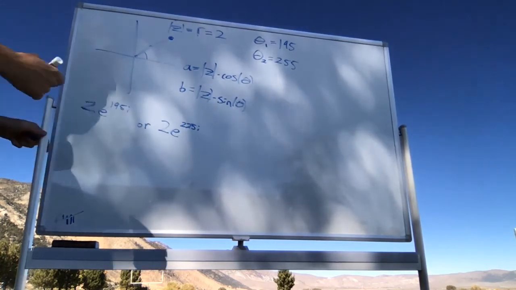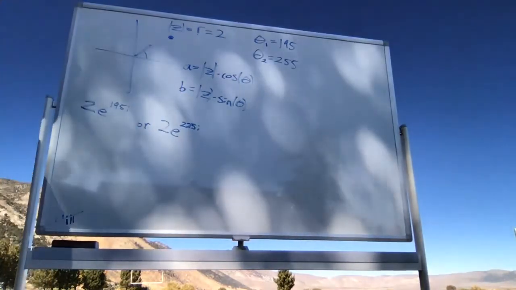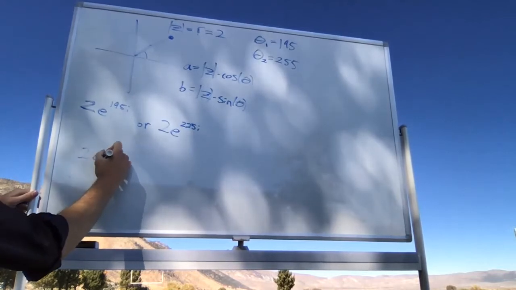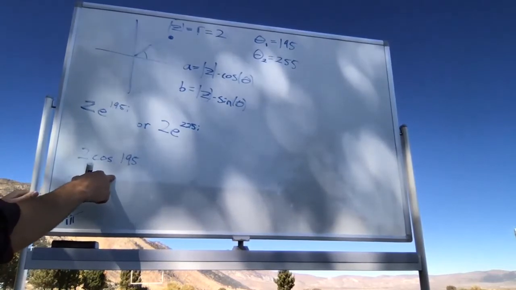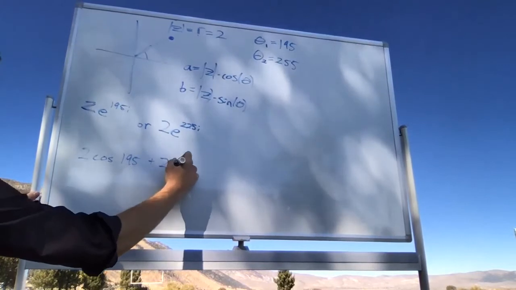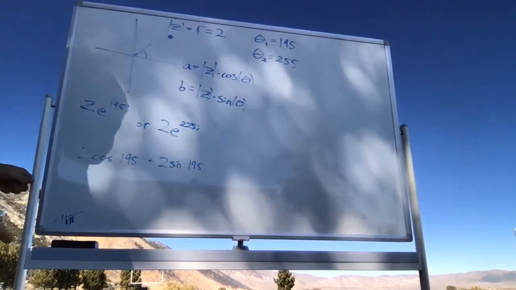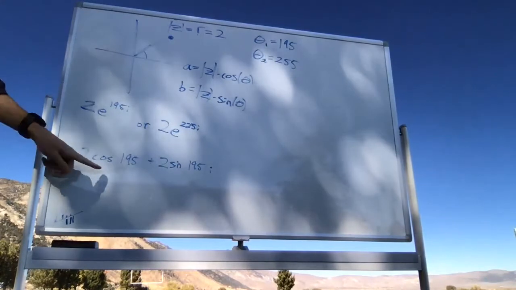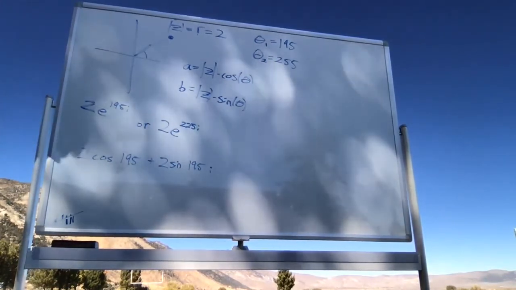So on our calculator, I'm just going to deal with the first number, this theta 1 angle, I should say. It's going to be 2 cosine of 195. That's the real part. So type this in your calculator. We'll convert that. And that's going to be plus 2 sine of 195. That'll be our i. So can someone do 2 times cosine of 195? Give me 2 decimal places.